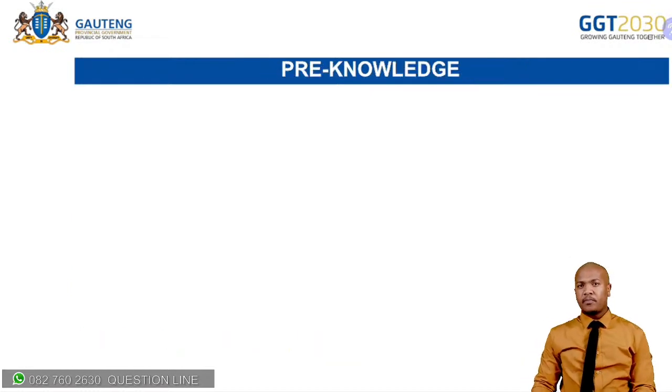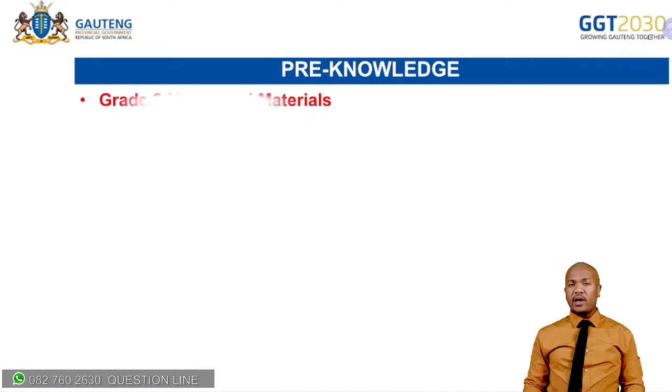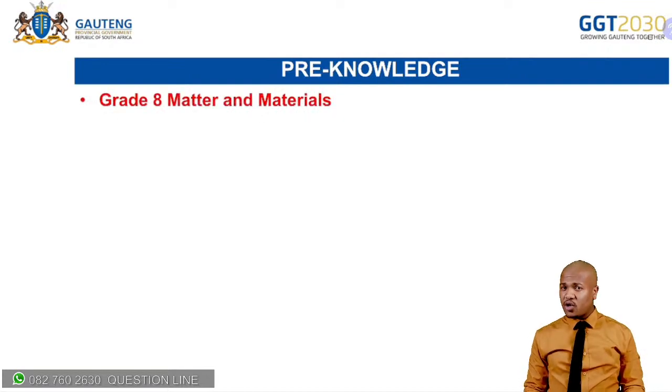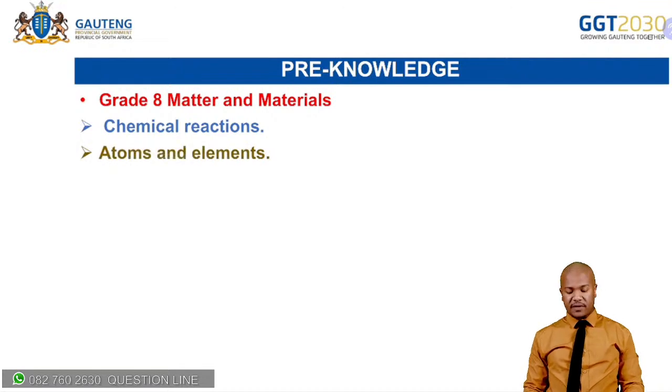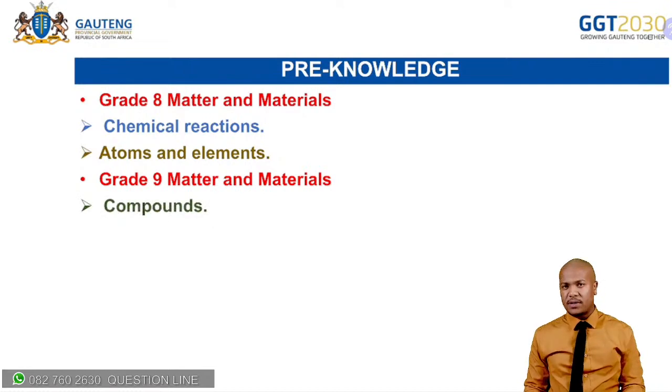Now, pre-knowledge. This is what we have done in the previous grades and also the same grade. We are going to use this as our foundation to build on this topic. So now in grade 8, under matter and materials, in your term 2, we have done chemical reactions. We also have done atoms and elements. And also in grade 9, which is the previous topic, we have done compounds. So we're going to use all of these as our foundation for this lesson.